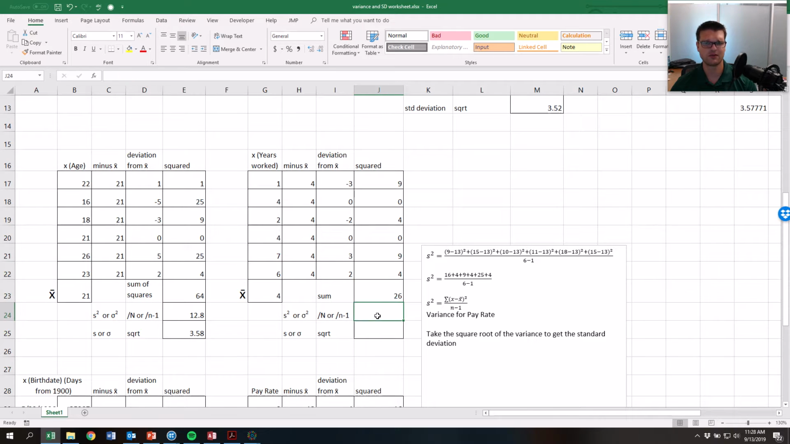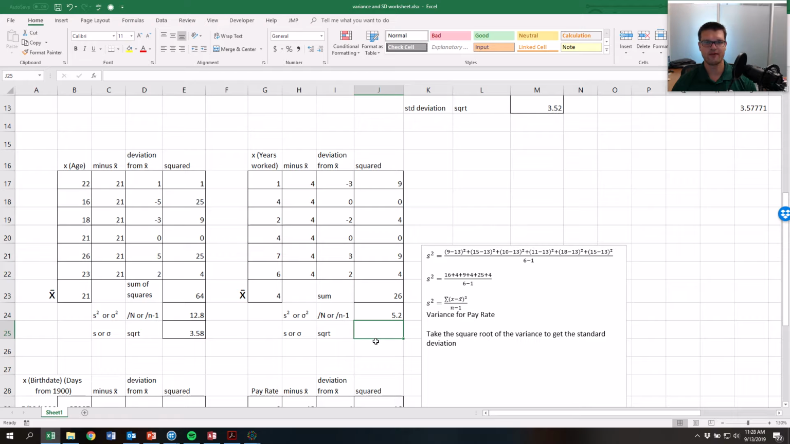So we're going to take the sum of squares, and are we going to divide it by n, or by n minus 1? Same thing as before: n minus 1. So equals 26 divided by n minus 1, which is 5. And why are we doing n minus 1? Because we're dealing with a sample. Dividing by n minus 1 gives us the sample statistic of the variance.